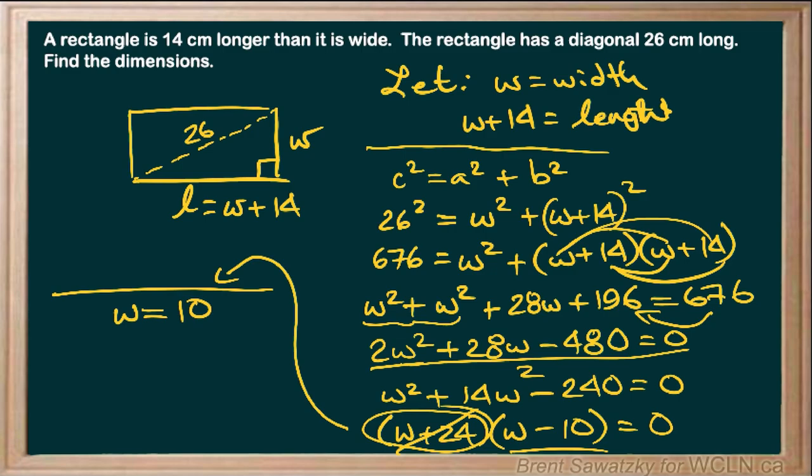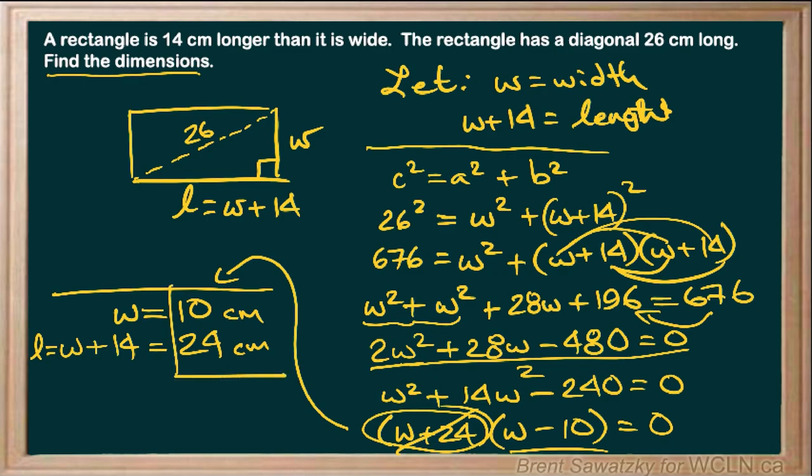Now we have to remember, we're not totally done with this question. If we look back, it says find the dimensions. So we found one of the dimensions, the width, but what about the length? We look back and we said that our length was W plus 14. So length equals W plus 14, and 10 plus 14 is 24. So the width is 10 centimeters, the length is 24 centimeters, and there we go. We've got our solution right here.